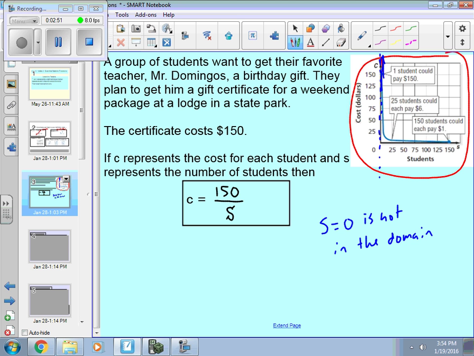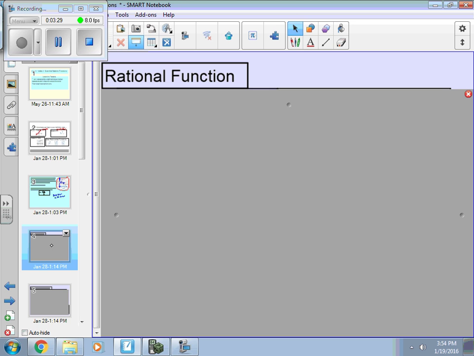So we could have one student. If one person paid for it, they would have to pay all $150. And any combination in between would also work. If there were 25 students, then each of them would pay $6 and so on. You could just take 150 divided by the number of students, and that would be the cost. If 150 students did it, 150 divided by 150 would mean it costs $1 for everybody. So this graph shows the different combinations that would work. This is different though because we get this imaginary line involved called an asymptote. So you're going to see asymptotes pop up in our graphs.